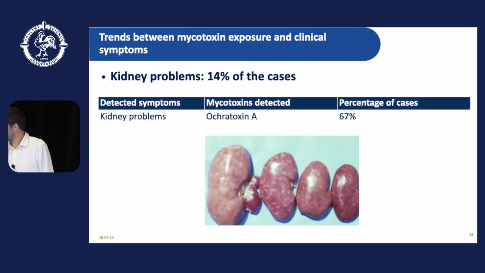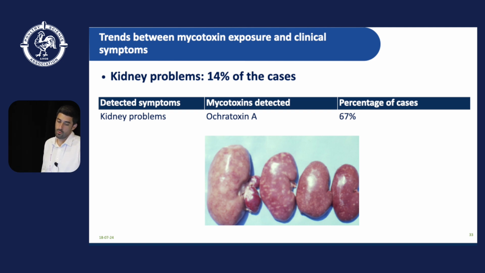Also, 14% of the cases said that the farm was having kidney problems. And in these farms, we detected a higher percentage or a higher exposure to ochratoxin, confirming the association between ochratoxin exposure and increase of kidney problems.